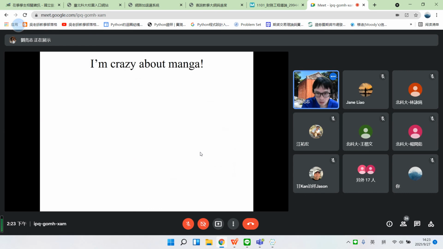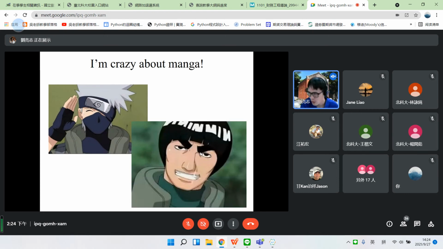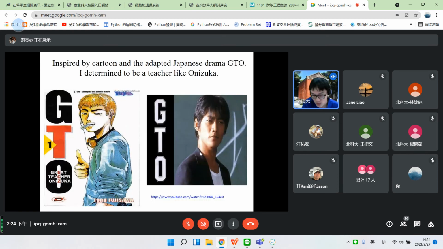Actually, I'm crazy about manga, or we say comics or cartoons. I especially love the roles of teachers like Kakashi and Kai. Does everyone here know the two roles in Naruto? Inspired by the cartoons and the adapted Japanese drama GTO, I was determined to be a teacher like Onizuka.